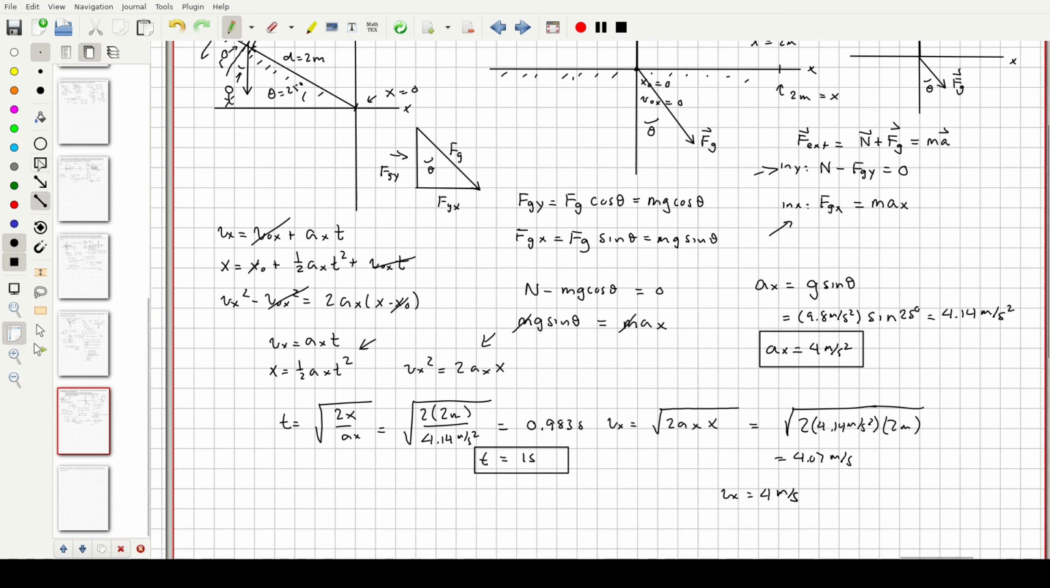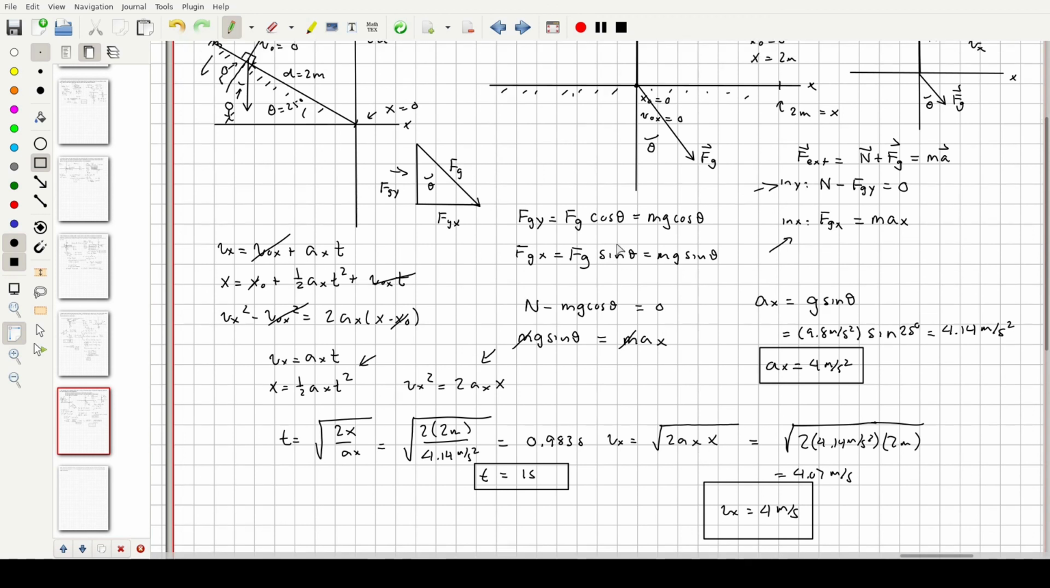Which, if you think about it, makes sense. Your acceleration is 4 meters per second squared. You're traveling for a second. How fast are you going? 4 meters per second. Okay? So, there's that problem.